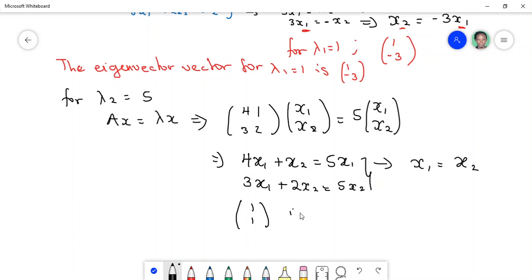So you realize that for eigenvalues, for lambda 1 equal to 1, we have a corresponding eigenvector (1, -3). And for lambda 2 equal to 5, we have its corresponding eigenvector to be (1, 1).